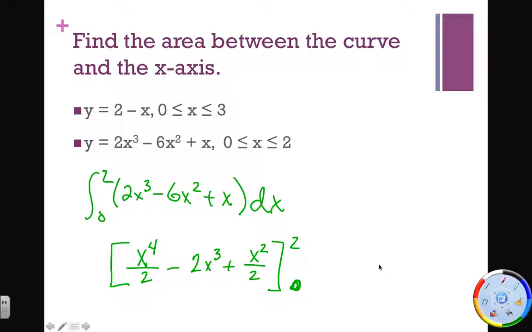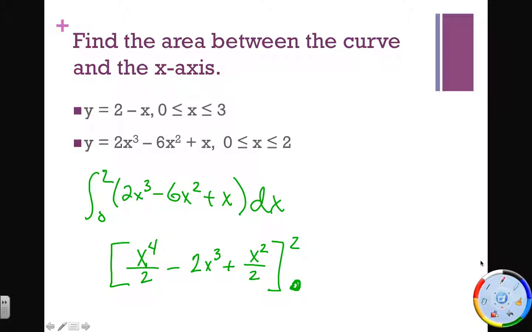The biggest thing about antiderivatives here is that you have to pay attention to make sure what you got has a derivative of the original piece. If I took the derivative here, I should get 2x cubed, I get 6x squared, and I get just an x. So that means I got the right thing. And I'm sure you could evaluate this at 2, basically at 2, by the way, because the 0 just makes the whole thing 0.